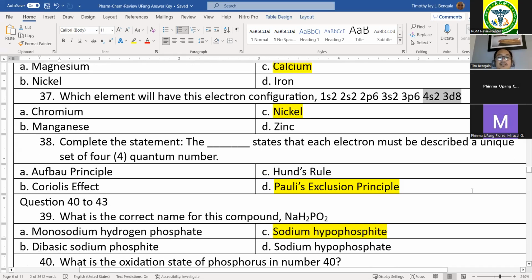Okay, next. Complete the statement. So here, the answer is Pauli's exclusion principle. It says unique or exclusive, that was my hint, because it's unique or exclusive. So that's Pauli's exclusion principle.